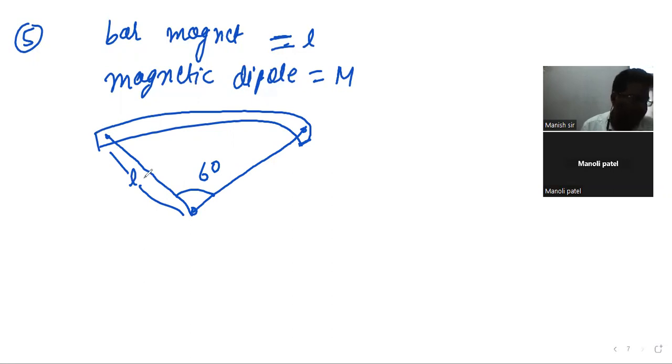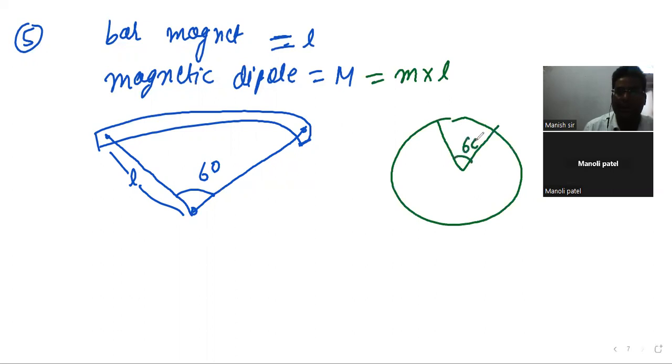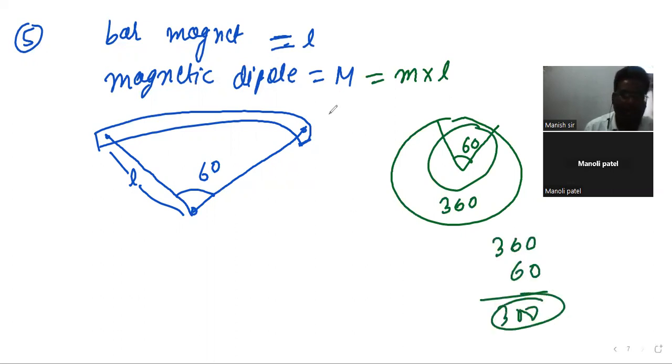So the magnetic dipole moment, having a strength M, will be given as M into L, right? This is your circular path, making an angle of 60°. The total angle, we know, is 360, and it is covering only 60. So the length comes out to be r into theta. So it will be pi by 3 into r. 60° is converted into pi by 3.